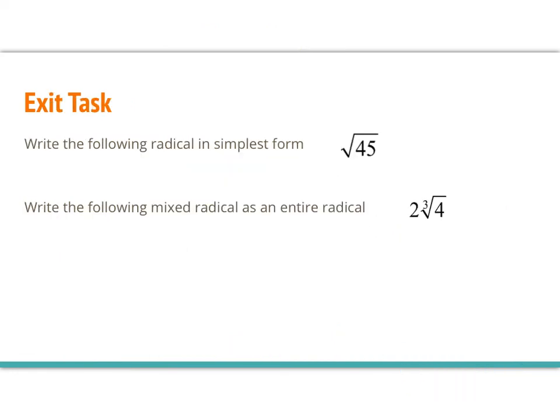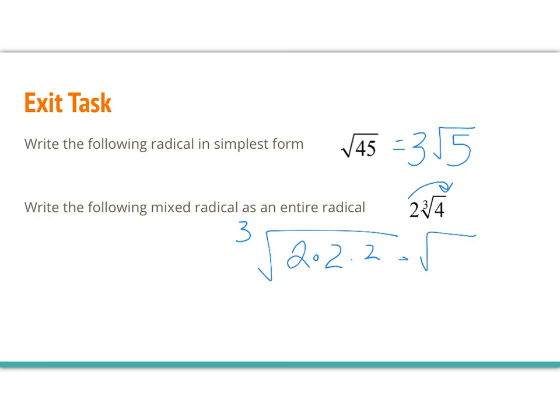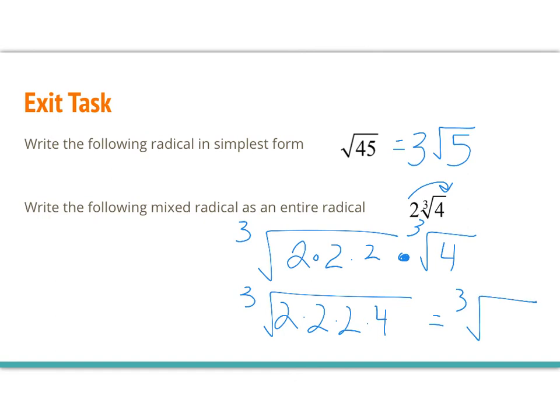Write the following radical in simplest form. So pause this video, take a look, and try it on your own. What you should come up with is exactly what we just saw. The square root of 45 is 3 root 5, based on our last question. And the following mixed radical as an entire radical, we need to bring the 2 underneath. So that will be 2 times 2 times 2 under a cube root times the cube root of 4, which is the cube root of 2 times 2 times 2 times 4, which is the cube root of 32.